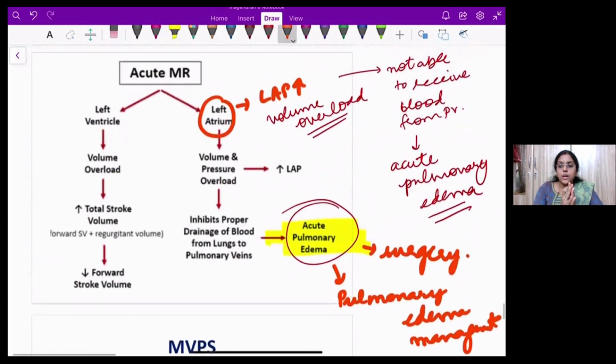So you've seen about chronic MR and acute MR. You've seen that the hemodynamics is completely different between the two just because of the time. When there is time for remodeling, the heart is trying to compensate and accommodate itself.